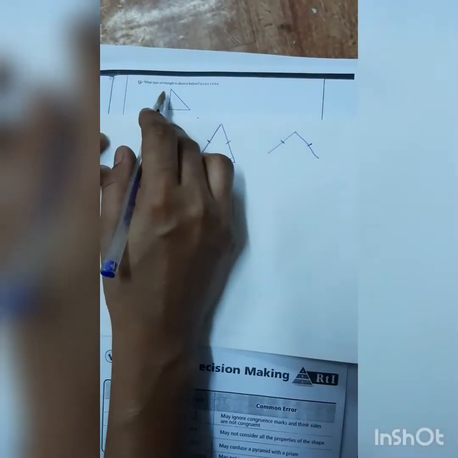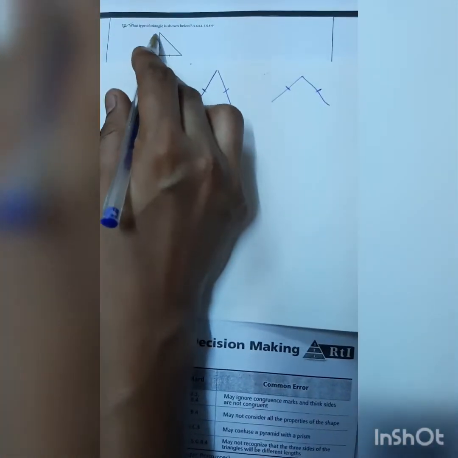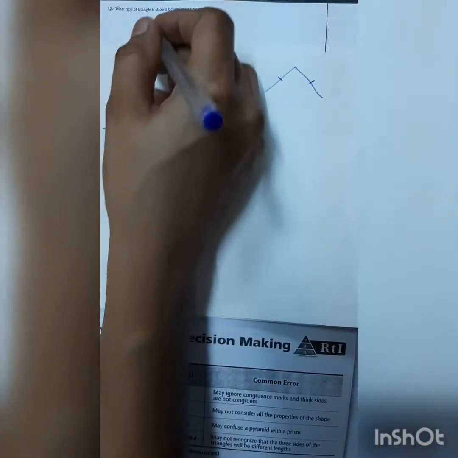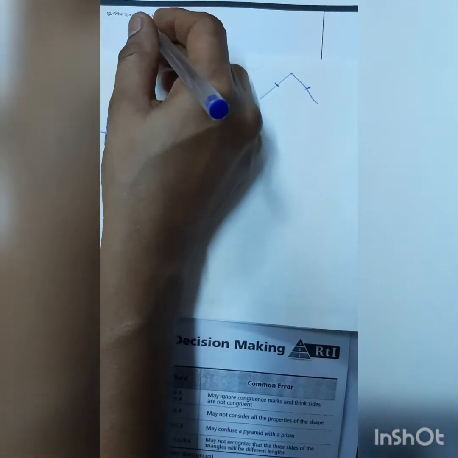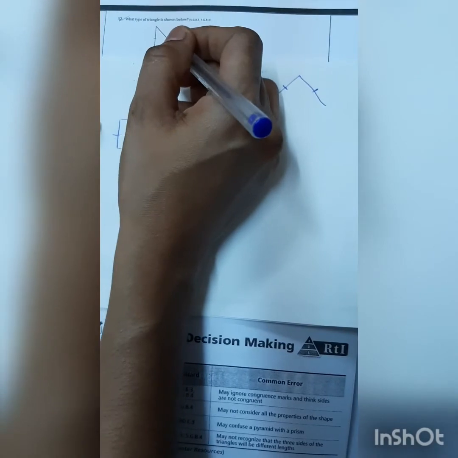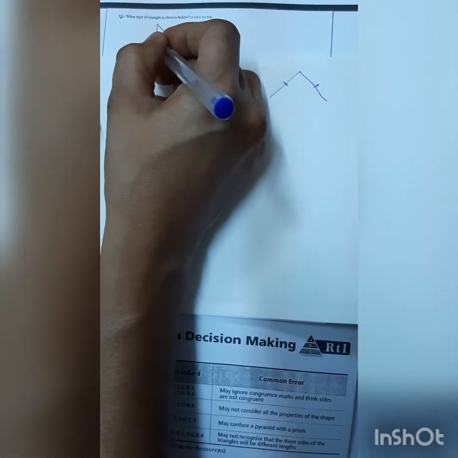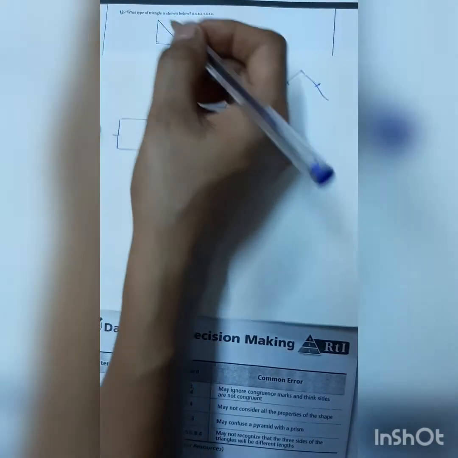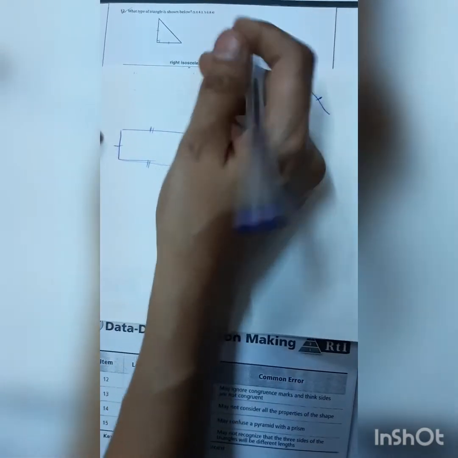Now what type of triangle is shown below? Look at the triangle carefully. It has two equal sides. Whenever two sides are equal, we call it isosceles. And when there is a right angle triangle, we call it right isosceles.